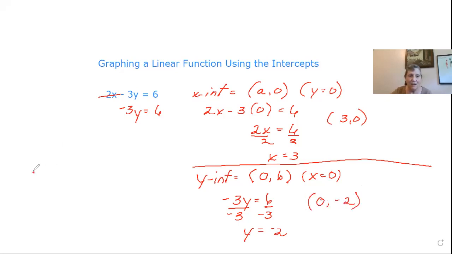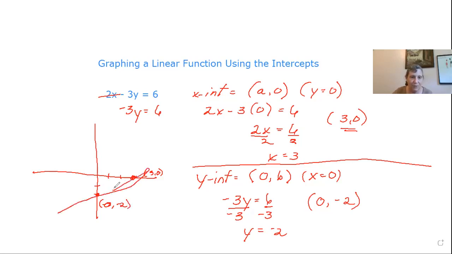And now all I have to do to graph this, if the x-intercept is 3, 0, then this is a point on the x-axis over 3 up 0. The y-intercept is negative 2, so it goes through the negative 2 on the y-axis. This is the point 3, 0. This is the point 0, sorry, negative 2. And all I have to do is plot those and draw the line. And I'm sorry, this doesn't draw a very straight line.